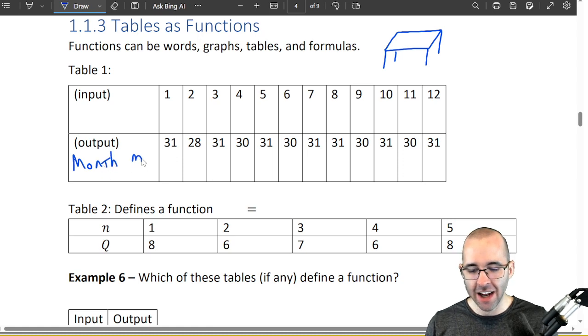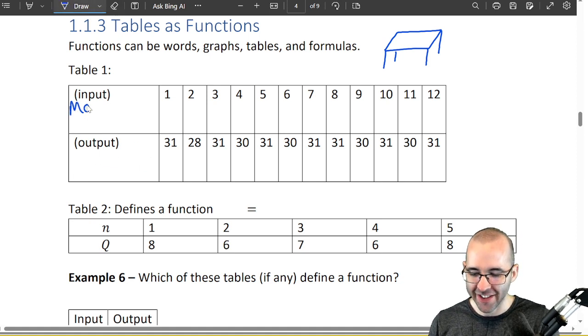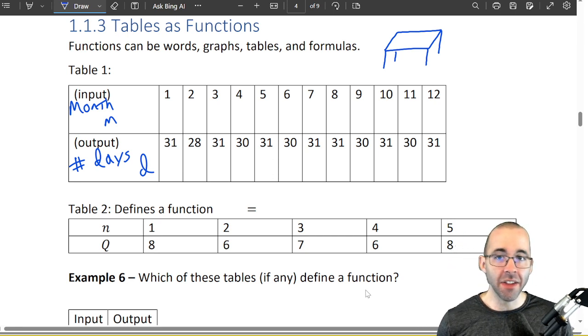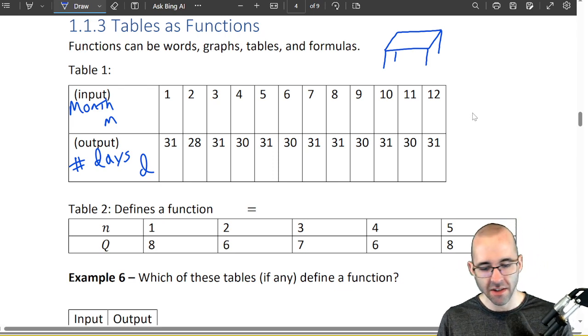Maybe the month, we can call that M. The months are up top, right? Maybe that's month M. This is the number of days. Call that D, whatever, okay? So days are a function of months. Outputs are a function of the input. Days are a function of months, but the other way is not a function. So we only have one-way functionage.